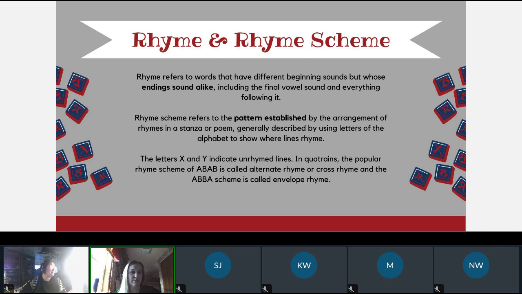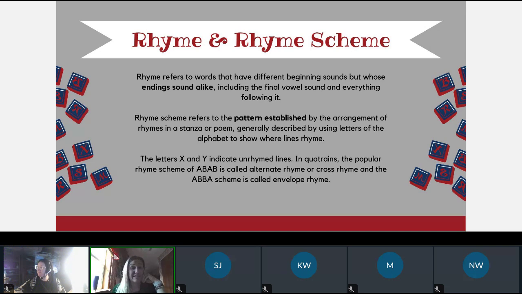So rhyme and rhyme scheme. The first thing I think of when I think of poems, and probably most of us think of, is rhyming. Obviously we know that poems don't always rhyme, but a lot of times they do. And so rhyming means that it ends with the same sound, but begins with a different sound. So like dog and hog, right? Duh and huh. They both end in og, but they have different starting sounds. So that's the rhyme, which I'm sure you have learned before, but just to reiterate.